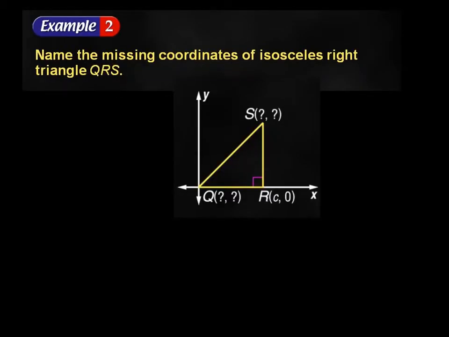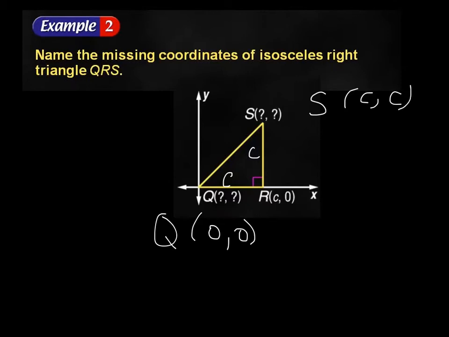For example 2, they ask us to name the missing coordinates of the isosceles right triangle QRS. Well, they were nice and they positioned Q at the origin, so that's 0, 0. And they told us it's an isosceles triangle, so if this length is C, from 0 to C is C, this length would be C also. So S is going to have to be, we already know we're going C units to the right, but we're also going C units up. So S would be the ordered pair C, C.